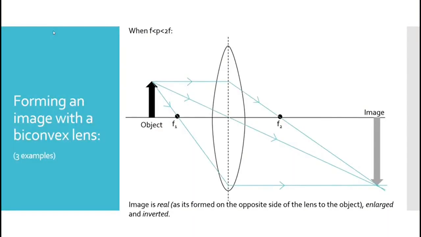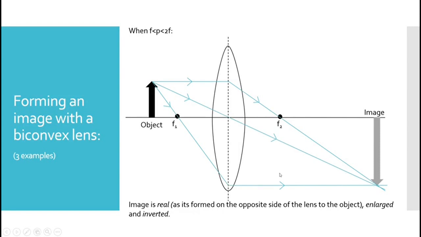So, how to draw a biconvex lens diagram? First, we need to pick a start point on the object. In this example, we choose the top of the arrow as our start point. Secondly, draw three light rays. The first one is parallel to the principal axis, which hits the lens axis and then goes through the focal point behind the lens. The second one goes through the center of the lens.